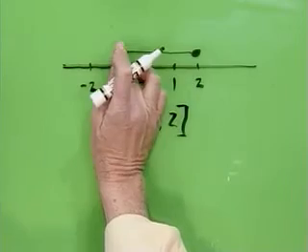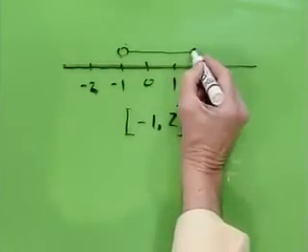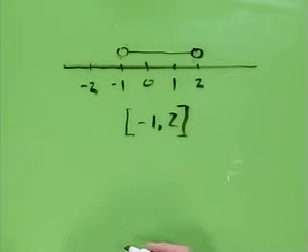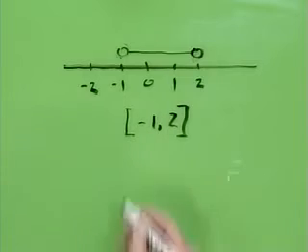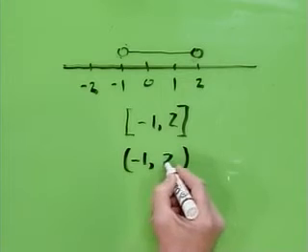Now, what if I change the problem and I made this an open dot here and an open dot here? In that case, somebody else who can tell us how you would represent that? David? You would just change the brackets to parentheses. To parentheses, yeah. So now this becomes parentheses -1, 2.